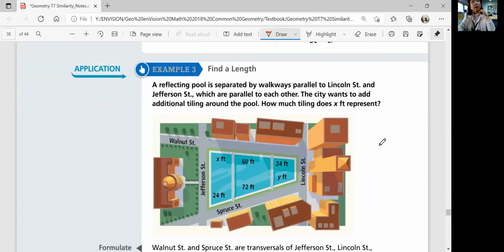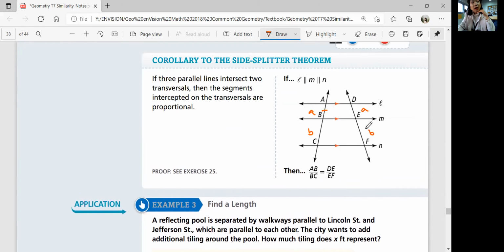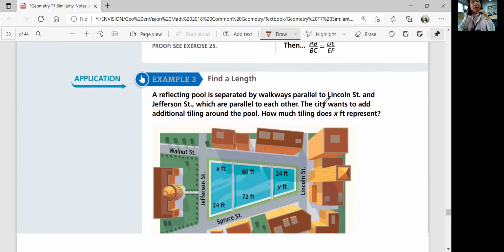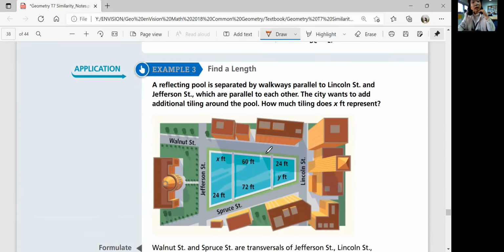Find a length. This is the application problem. A reflecting pool is separated by walkways parallel to Lincoln Street and Jefferson Street, which are parallel to each other. The city wants to add additional tiling around the pool. How much tiling does X feet represent? We want to find X feet over here. Just as we looked at the corollary to the side splitter theorem, we're going to use that and say, oh, we have all these parallel lines and it splits two transversals over here. That means all the segments are proportional.